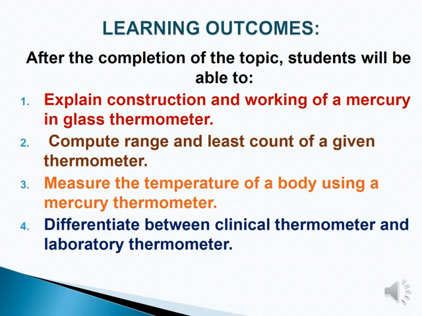After the completion of the topic, students, you will be able to: Number 1, explain construction and working of a mercury in glass thermometer. You will be able to name the various parts of a mercury in glass thermometer and explain their working. Number 2, you will be able to compute range and least count of a given thermometer. You will be able to calculate range and least count of a thermometer.